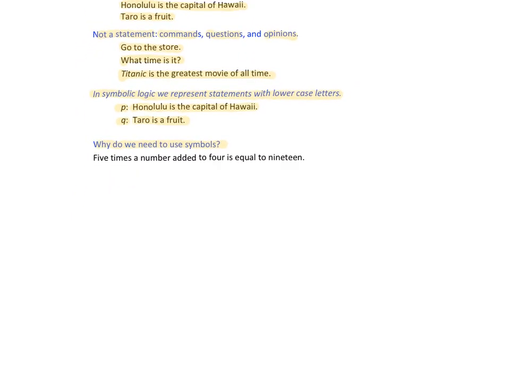Well, remember, this is a math course. We're going to be taking our statements and we're going to be manipulating them. We're going to be using the rules of logic. So we don't want to keep writing our statements over and over again. Here's an example of where we would prefer to use symbols rather than words. If you look at this statement, 5 times a number added to 4 is equal to 19.